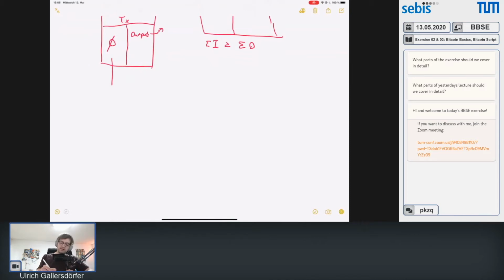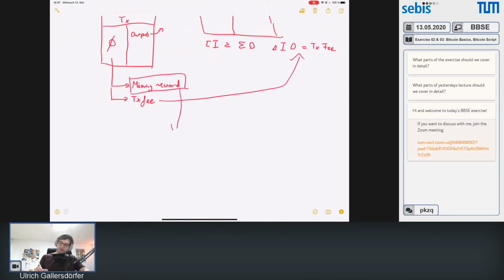So the money here comes, first of all, from the mining reward, and we have a transaction fee. If you look at the delta between the inputs and outputs, this is a transaction fee. It is the money you pay the miner for him to include your transaction in the block. This transaction fee stems from this one. And this is the interesting part we take a look at right now.